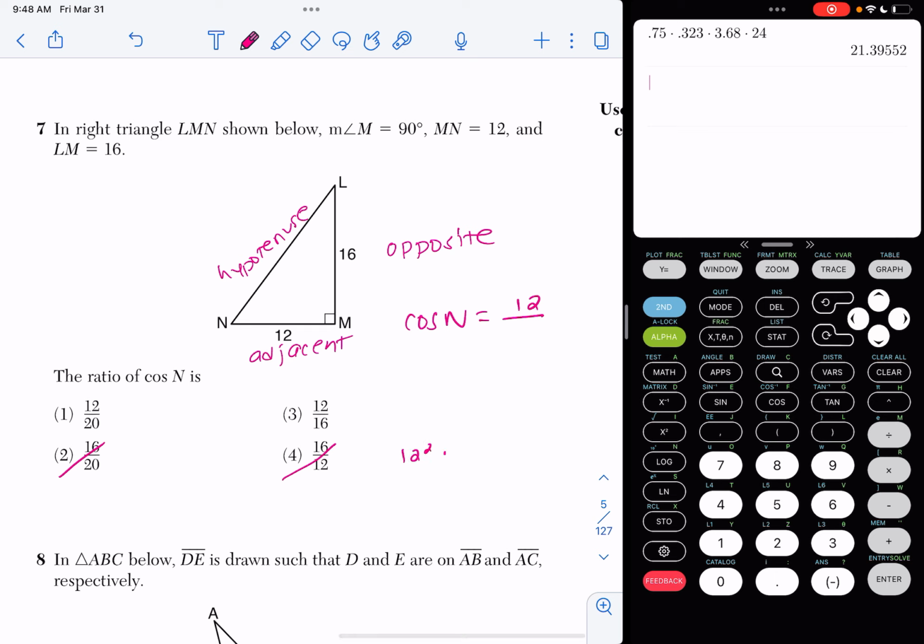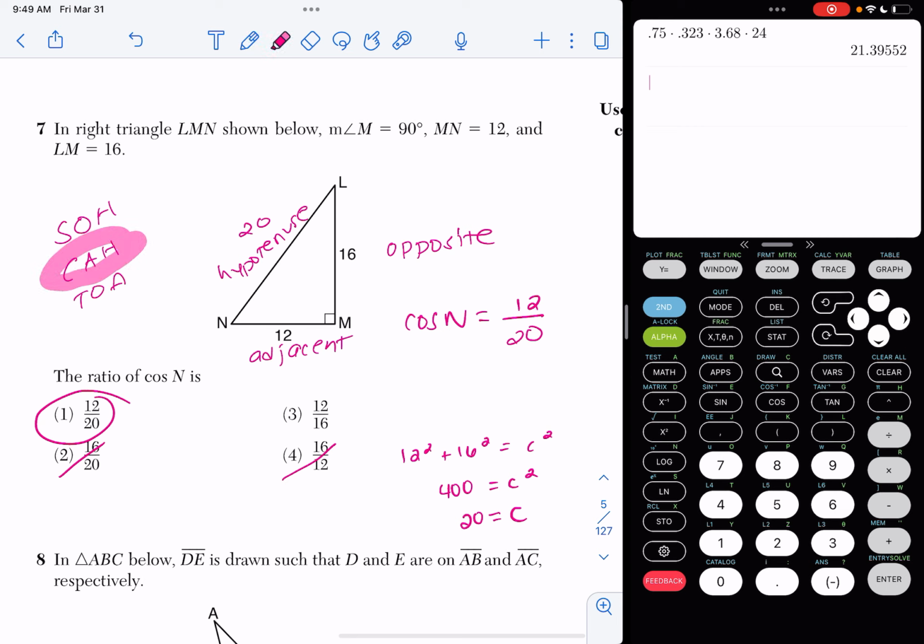This is a right triangle. To find the missing side of a right triangle, we can use Pythagorean theorem. This will give us 400 equals c squared. And sure enough, our hypotenuse is 20. So cosine being adjacent over hypotenuse, that's 12 over 20 or 3/5. And again, just as a reminder, how do I know that that's adjacent over hypotenuse? It's just by using this acronym SOHCAHTOA. Since I'm looking for cosine, it's the one with the C, so the CA part, and A for adjacent, H for hypotenuse.